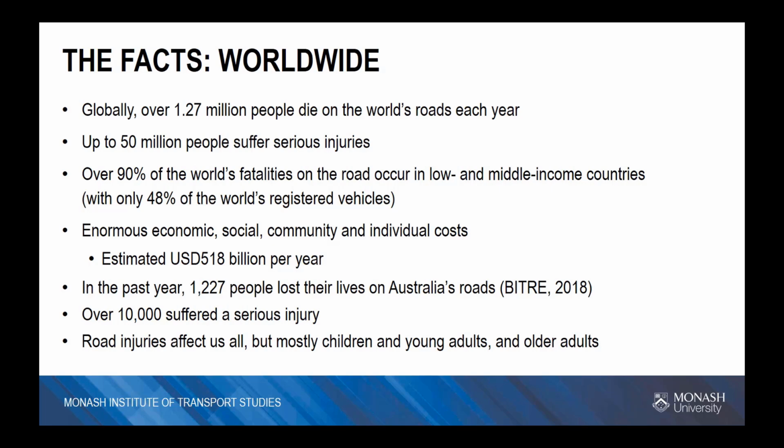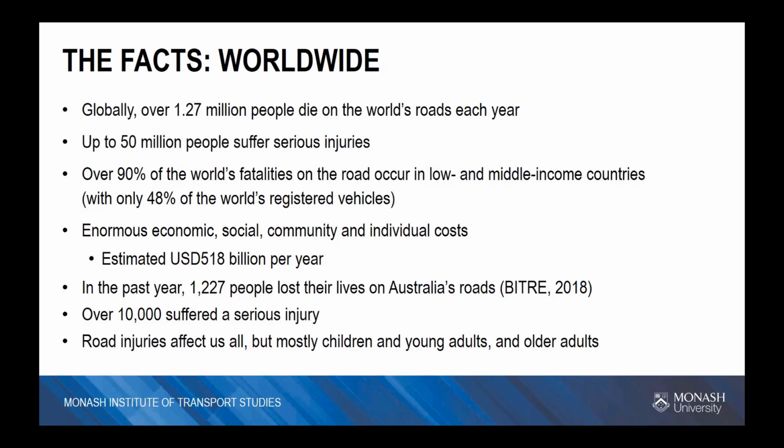In fact, most of the burden of injury, roughly 90%, from road traffic crashes occurs in low and middle income countries, despite these countries only representing about half of the number of vehicles in the world. Globally, this burden of injury results in enormous economic, social, community, and individual costs. These are estimated at over $500 billion annually through loss of life, disability-adjusted life years, and damage to property.